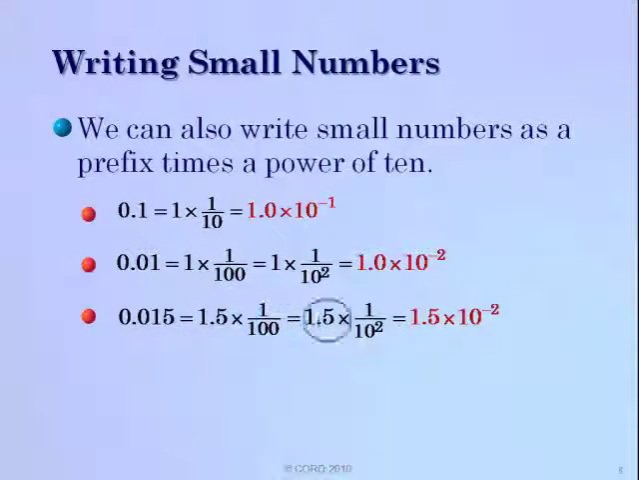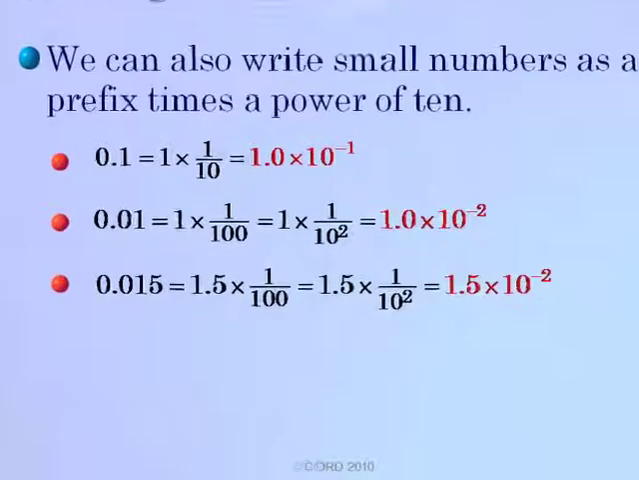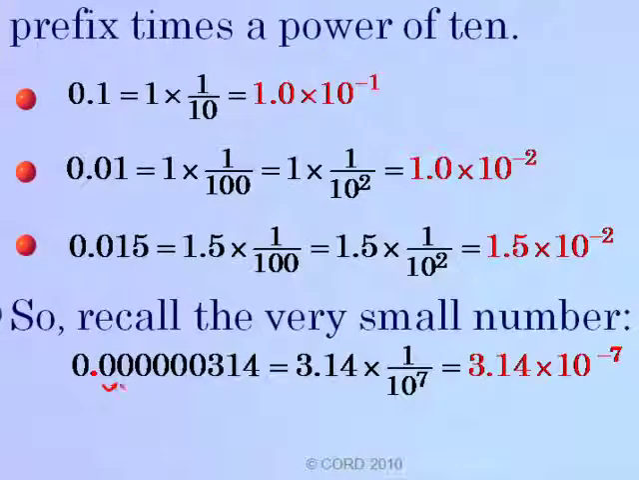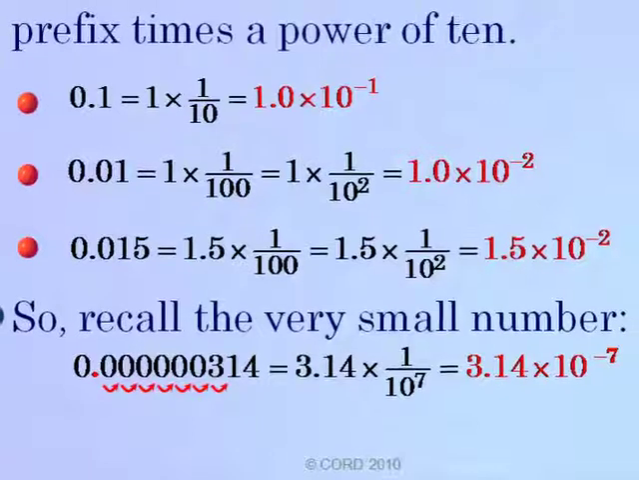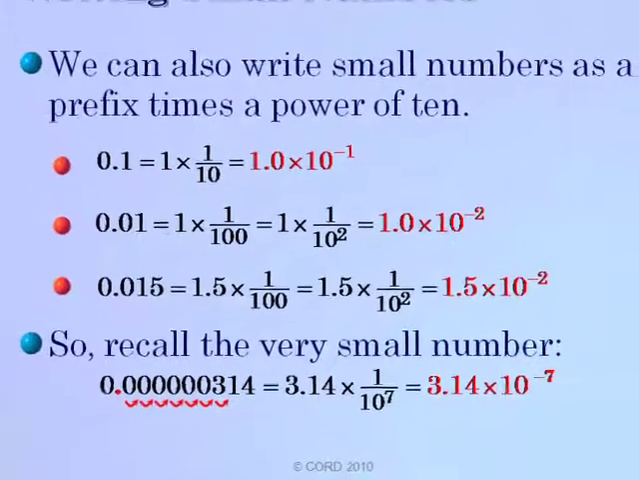0.015 is 1.5 times 1/100th, or 1.5 times 1 over 10 to the 2, or 1.5 times 10 to the minus 2. So, remember that very small number, that 314 preceded by lots of zeros. In the same way, we can count how many places we have to move the decimal point to get to that prefix, and we have 3.14 times 10 to the minus 7.